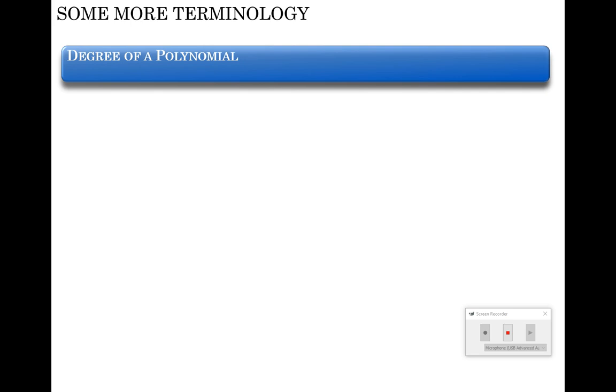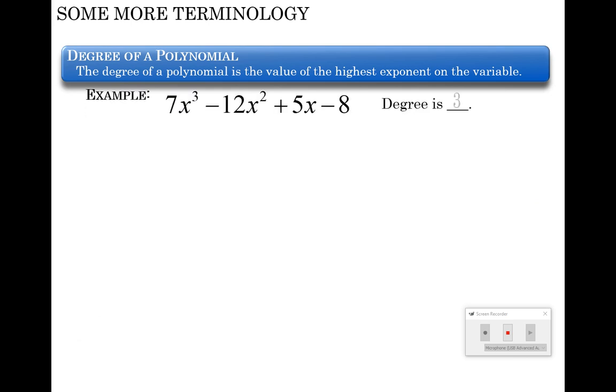Oh, some more words. I've already introduced this. I tried to lay the foundation for this. The degree of a polynomial is the value of the highest exponent on the variable. Here's an example. 7x cubed minus 12x squared plus 5x minus 8. A new polynomial to us. Up till now, we've only done x squareds. So now this is the new highest exponent, so that's the degree. Whatever the highest exponent is, that's the degree of the polynomial. That's how we'll talk about polynomials from now on.